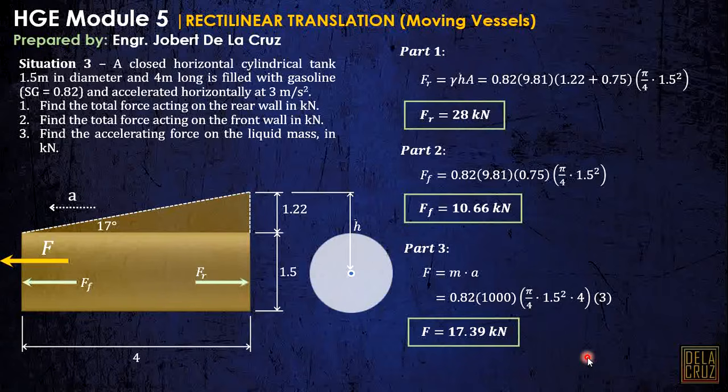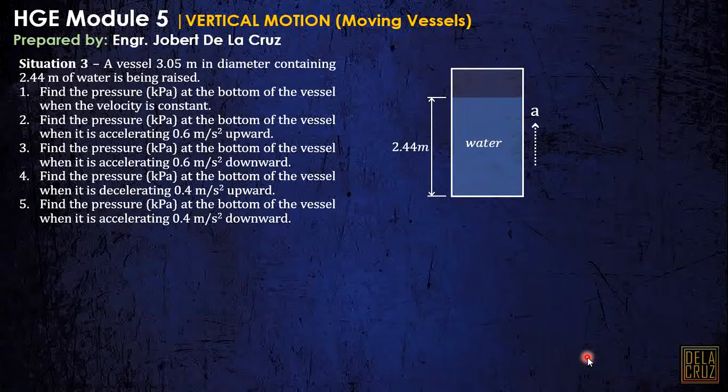Okay, so situation 4. A vessel is 3.5 meters in diameter containing 2.44 meters of water is being raised. So, ito yon. Height ng water is 2.44. Then, its diameter is 3.05. It will be raised by a constant acceleration.